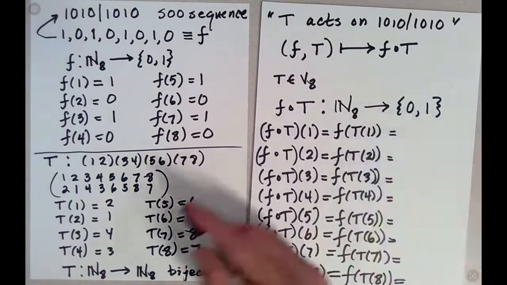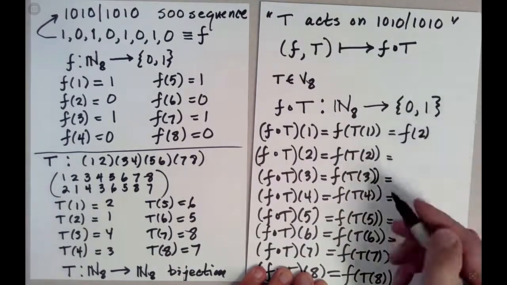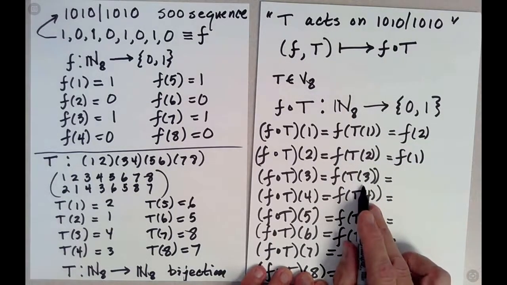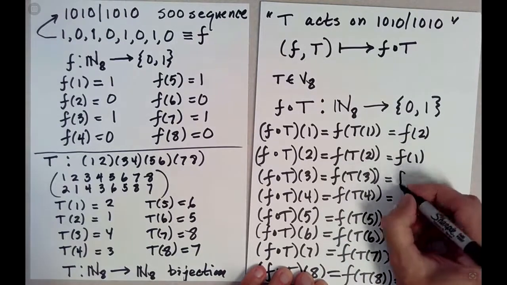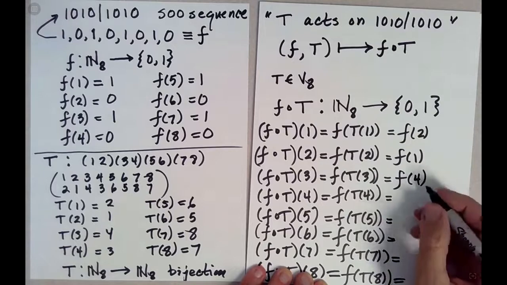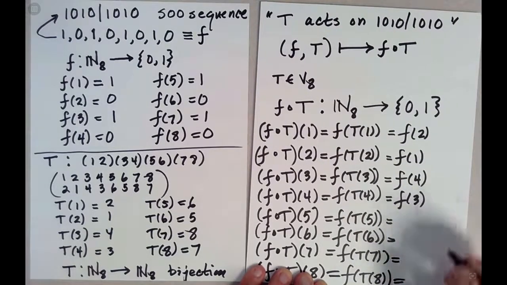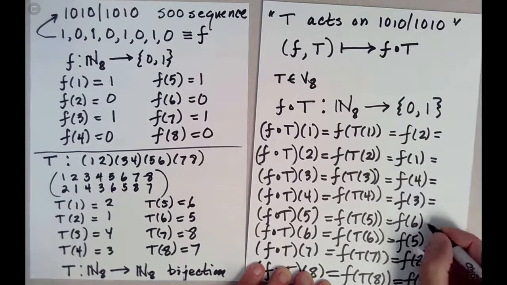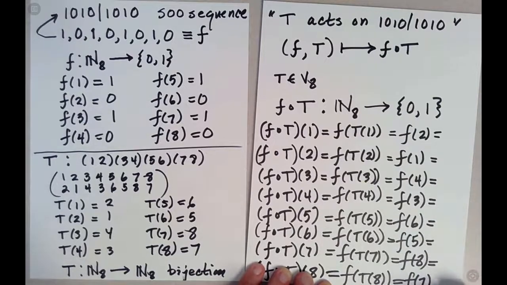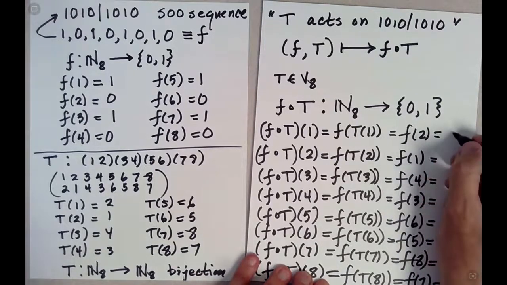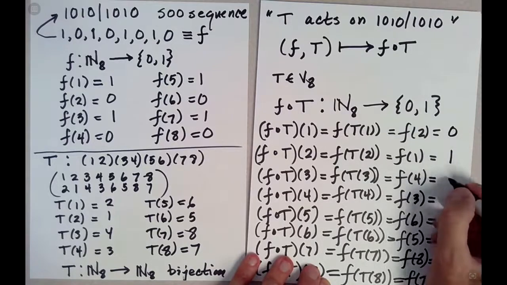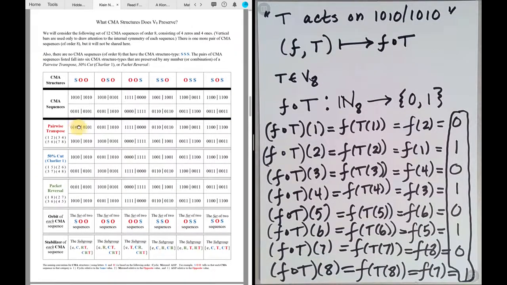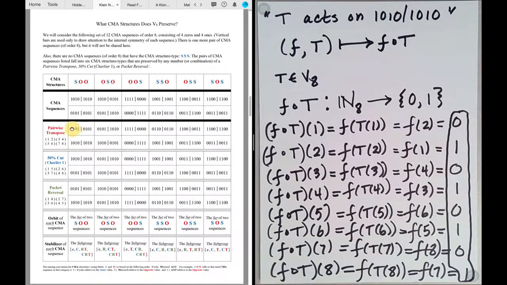What is T of 1? T of 1 is 2. This is F of 2. What is T of 2? It's 1. What is T of 3? It's 4. What is T of 4? It's 3. What's F of 2? 0. What's F of 1? 1. What's F of 4? 0. What's F of 3? 1. F of 7? 1. All of that work technically was needed to confirm that result right there.